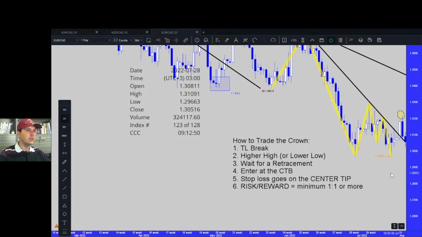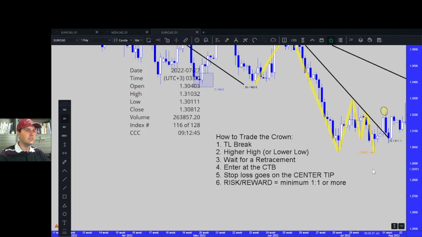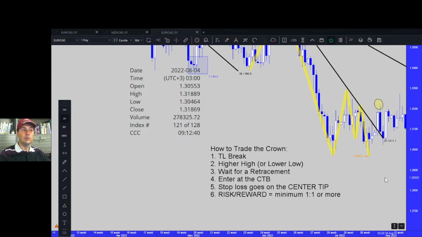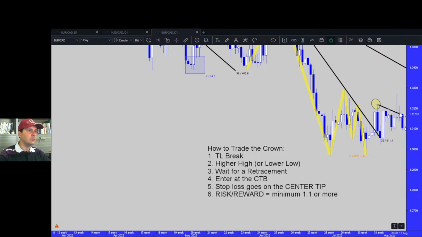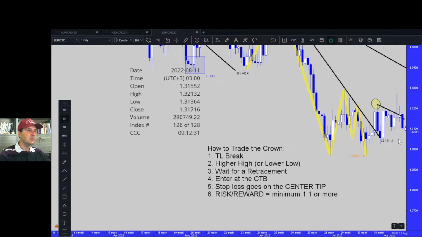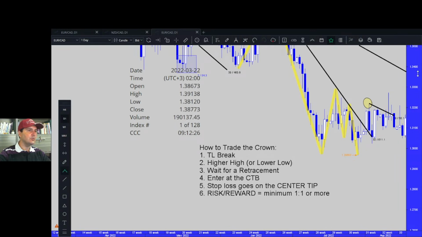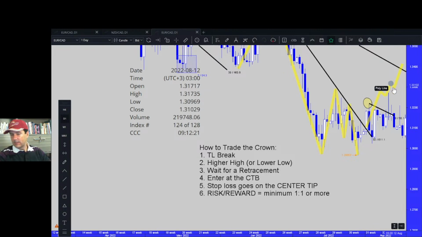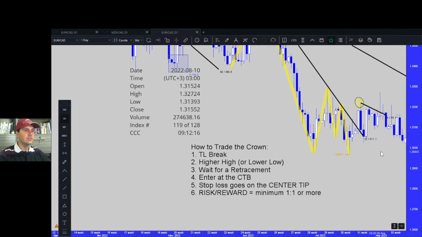Now wait for a retracement. I'm waiting for a retracement, and to go long, waiting. So let's say that I would draw a counter trend line break, something like this. Do I have a counter trend line break to go long? I need to speed up, everybody. No, I don't have a counter trend line break to go long. I need to follow the rules.